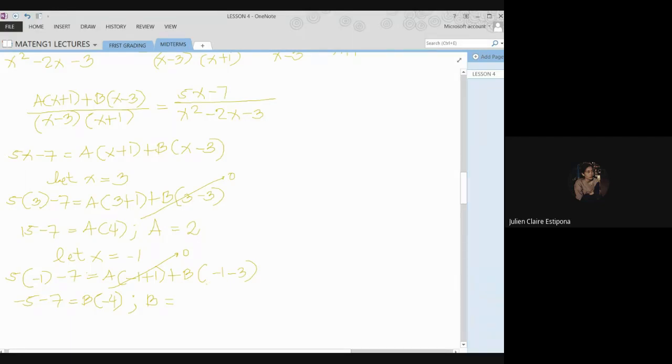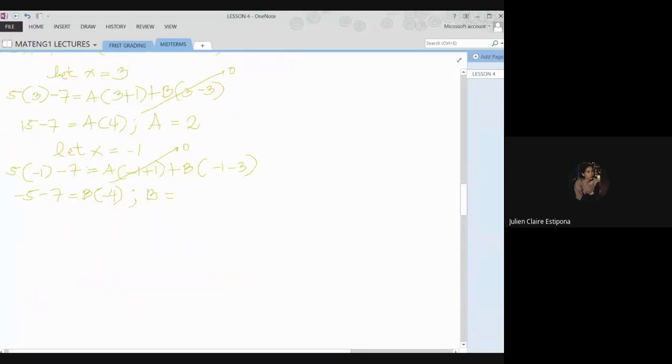Sige. If we are going to rewrite that one, that is negative 5 minus 7, that is negative 12 divided by negative 4. Oh, that is already 3. Okay, so medyo nalito lang siguro kayo. So the value of A and B is 2 and 3.